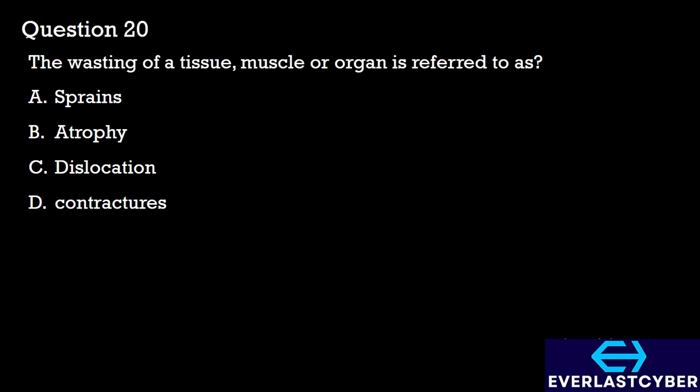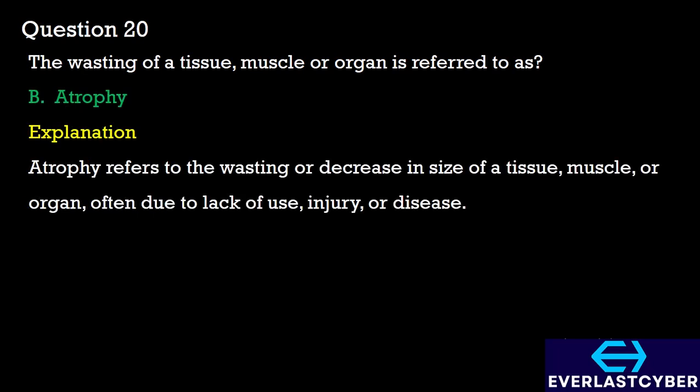An atrophy is the wasting or decrease in size of a muscle, tissue, or organ due to lack of use or injury or even disease. Dislocation is the displacement of a bone from its normal position in the joints, and it is typically caused by injury or trauma. A contracture is a permanent shortening of muscles or tendons, and this can lead to stiffness and limited movement of the affected joints. Based on the options we have here, the correct answer is option B, atrophy. When a muscle is not used for an extended period of time, muscle atrophy can occur.